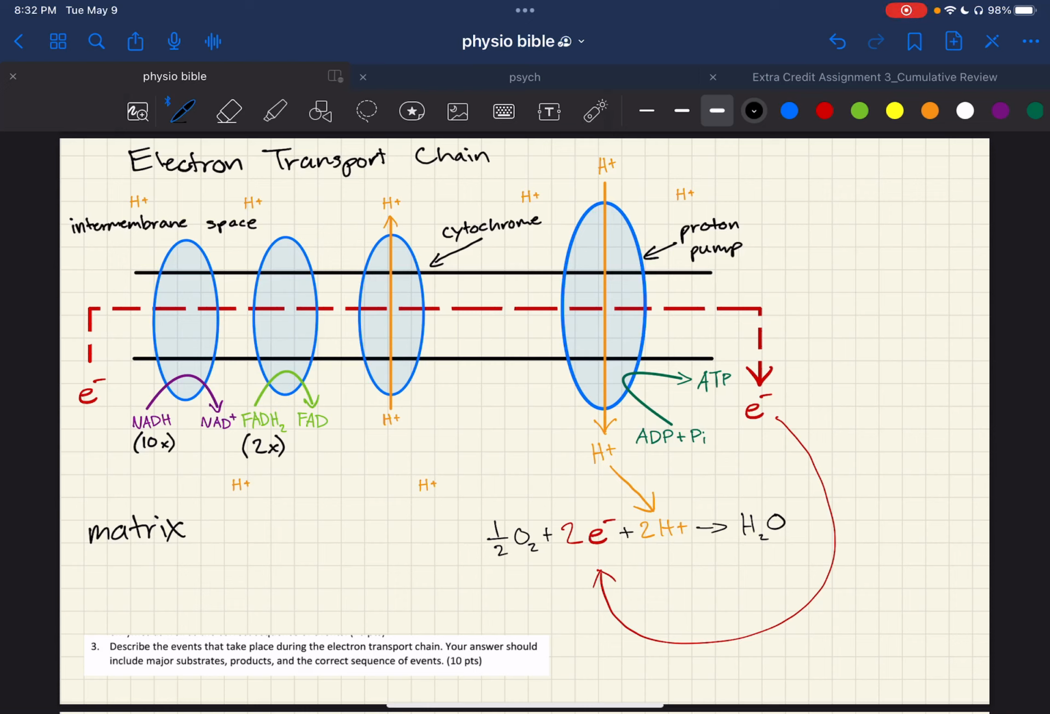Okay, I'm gonna try to make this shorter than how my videos usually are. But starting off, we have the electron transport chain here, describing the events that take place.